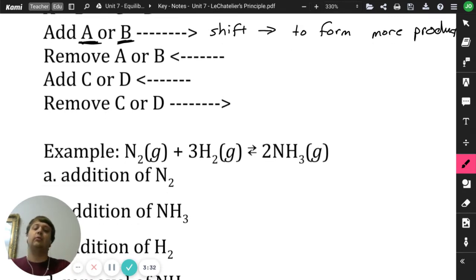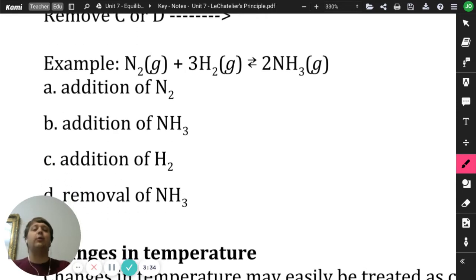So I actually want y'all to go ahead and complete add C or D, remove C or D, and then I actually want you to go ahead and move on down to an actual example of a chemical reaction and do the same thing. So if I add reactants or products, what direction is that going to shift? Okay, so pause your video, solve these next couple, and then we'll go over it.